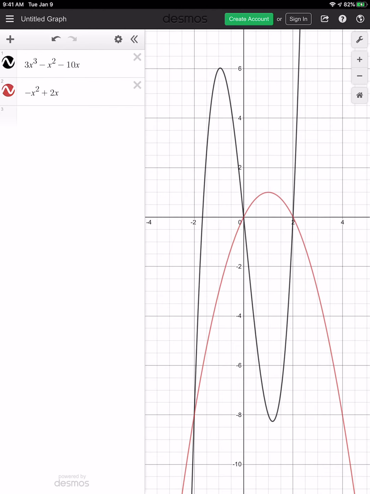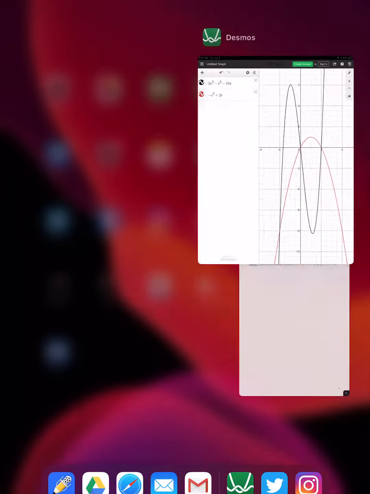So this is what our graph looks like. We're going to go ahead and try to sketch this graph. First I'm going to draw the quadratic function. This is just a sketch so we get an idea of what's going on and for your notes. So that's going to look something like this. This is g of x, the negative x squared plus 2x.